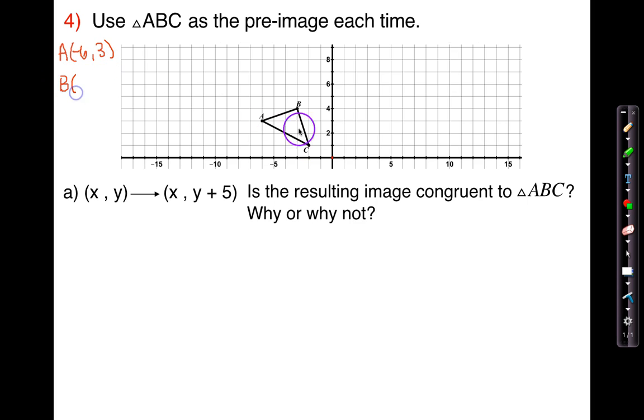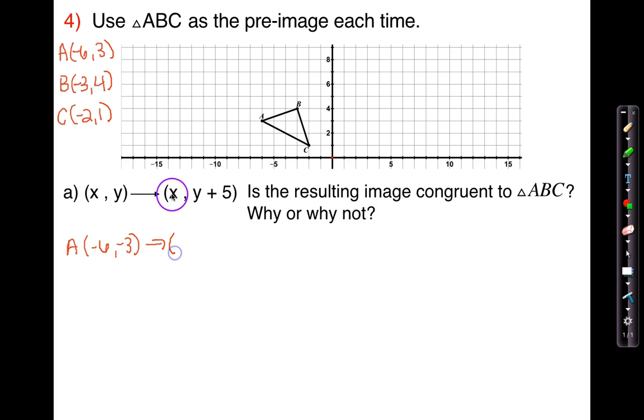B is -3, 4. Then last but not least, C is -2, 1. Now that I have these ordered pairs, I can go ahead and transform them to new ordered pairs based on this coordinate rule. So looking at A, first of all, we first have -6, -3.